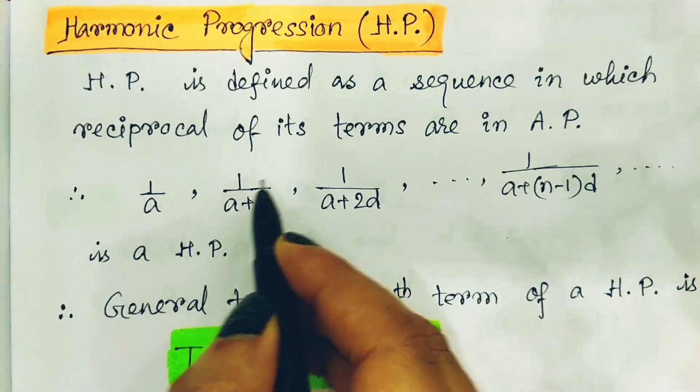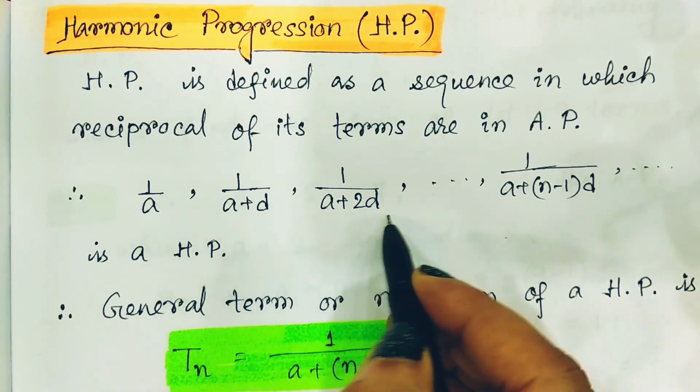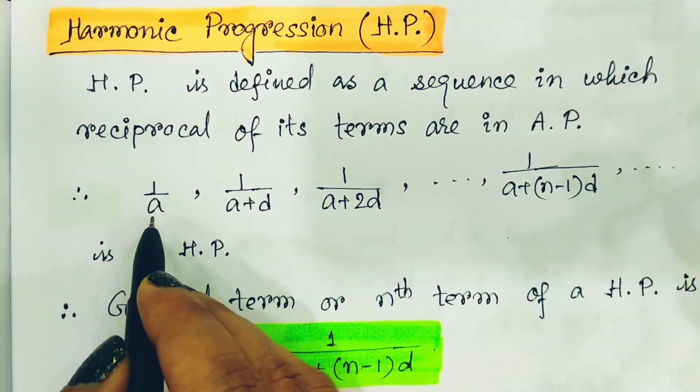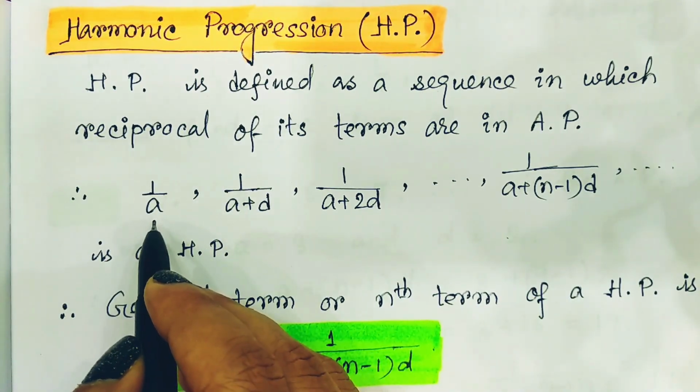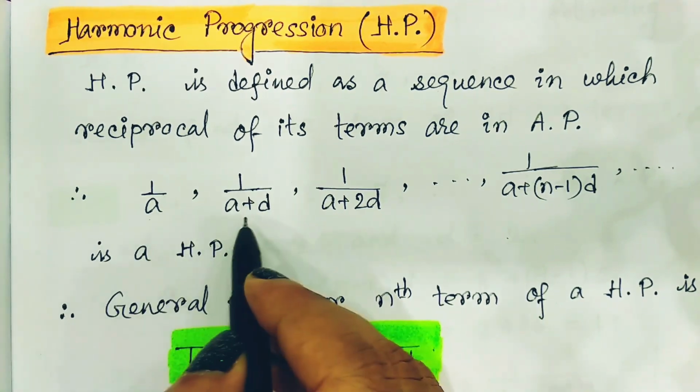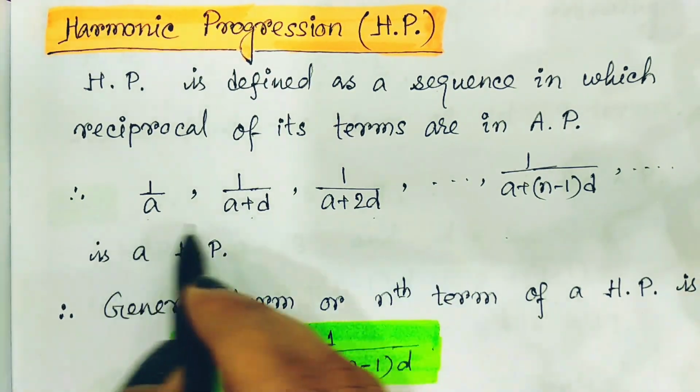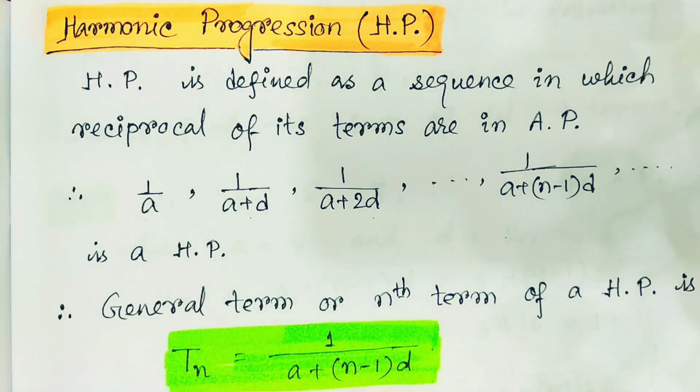That means 1 by A, 1 by A plus D, 1 by A plus 2D, and so on. If we take the reciprocal, then the sequence becomes A, A plus D, A plus 2D. So these terms are definitely in AP. If we have this type of series, then it is called a harmonic progression.